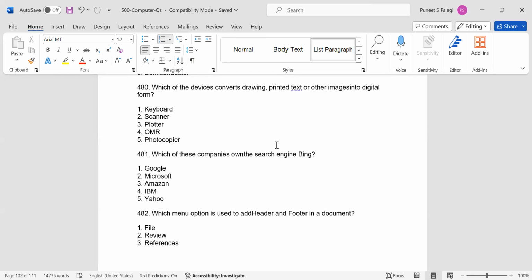Which of the devices convert drawing, printed text, or other images into digital form? It is scanner.